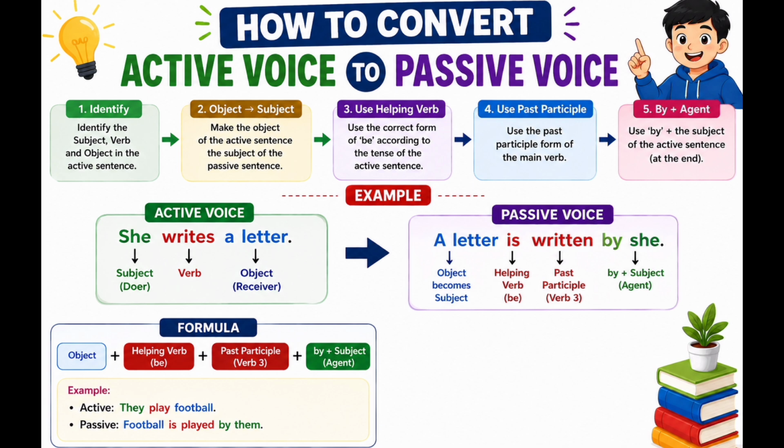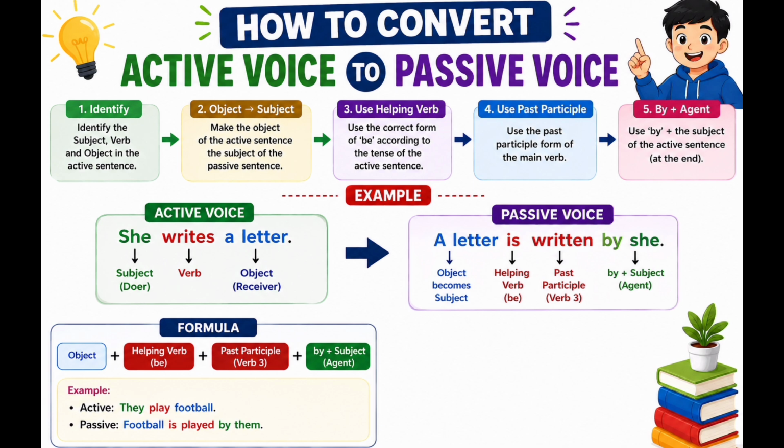Now we have to convert it into the passive voice. So it will become a letter is written by she. Here a letter is the object, that is will become the subject here. Is the helping verb. Written, this is the past participle, that is it is the third form of the verb. And by she, here we have to use the subject here. By plus subject, that is the agent.